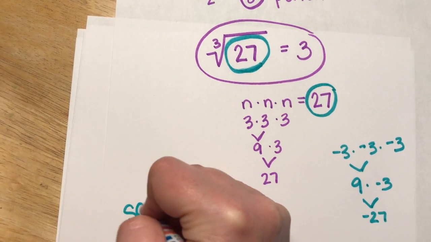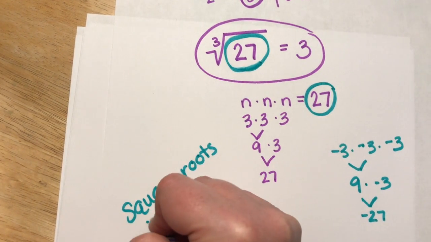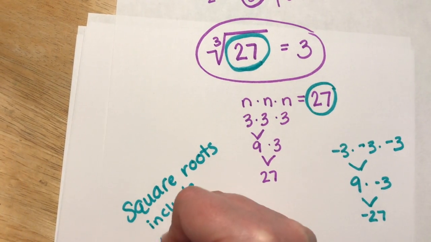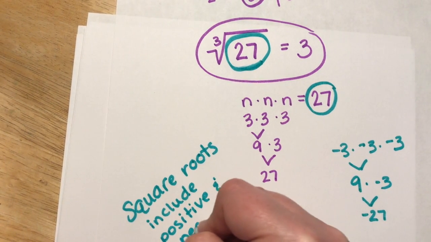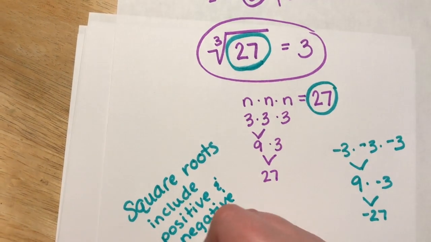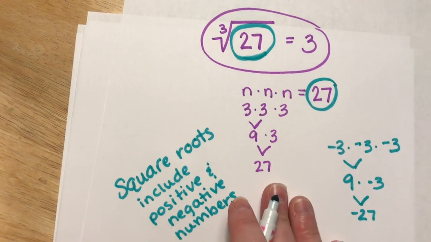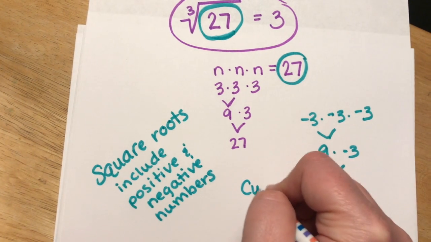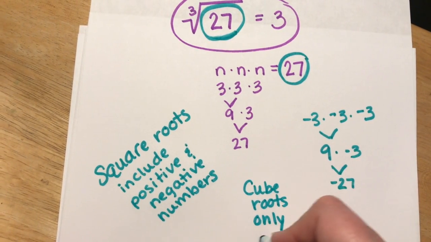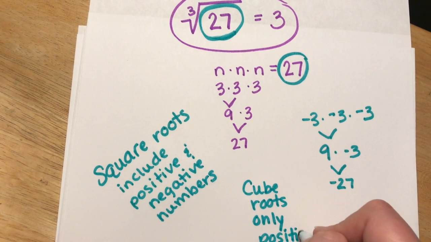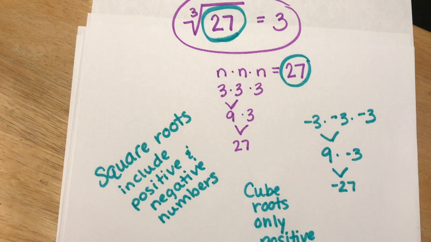So square roots, put this in your notes somewhere, include positive and negative numbers. I hope this sinks in now that I'm doing it as an afterthought. And cube roots are only positive. Put those in your notes somewhere. So that can help you keep that straight.